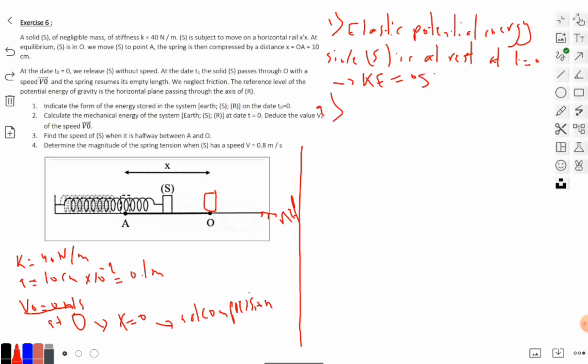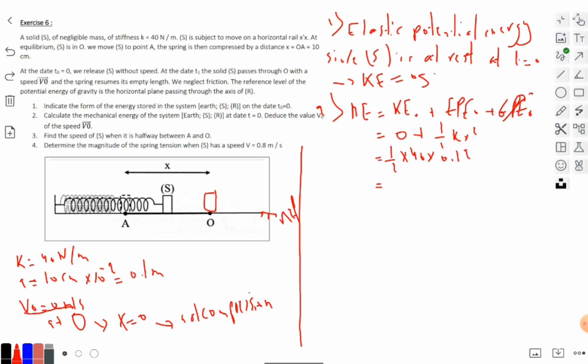Part 2, calculate the mechanical energy of the system at t0 equals 0. Mechanical energy equal kinetic energy at t0 plus EPE at t equals 0, and GPE at t equals 0 equal to 0 since the object is on the reference. Kinetic energy equal to 0 since the object is at rest, plus half kx square. We obtain half times 40 times 0.1 power 2. We obtain mechanical energy equals 0.2 joule.